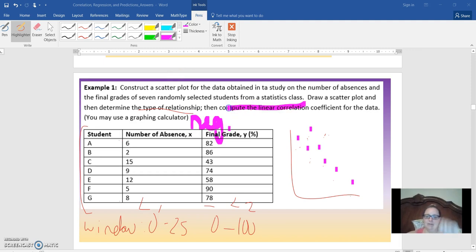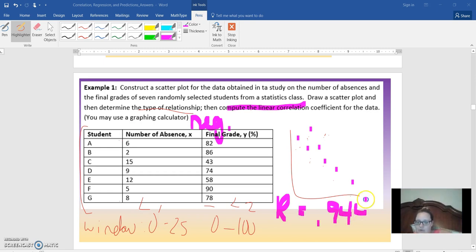And then we need to compute the linear correlation coefficient. Push stat because we're in statistics, go to calculate because we want to calculate it, and then go down to number 4. Push enter. Make sure that it says L1 and L2. And then push enter. Alright, here we go. And so you see that R value. That R value says R equals negative 0.944.